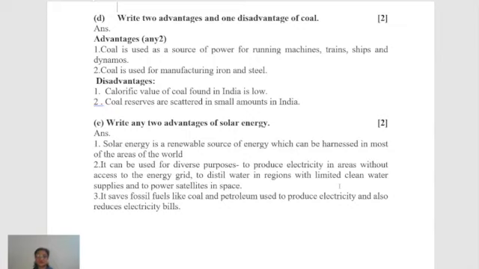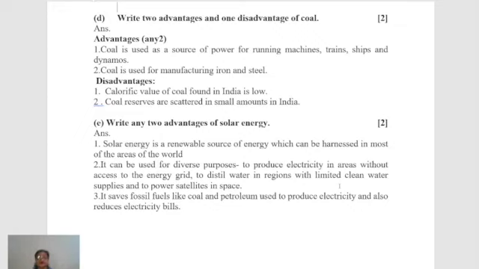Then after this, the disadvantages. Basically, when we compare coal with other sources of energy, the calorific value of coal is low. Especially the coal present in India has a low calorific value, so it is a low grade coal. Next, coal reserves are scattered here and there in small amounts in India. So these are the disadvantages when we talk about coal in India.